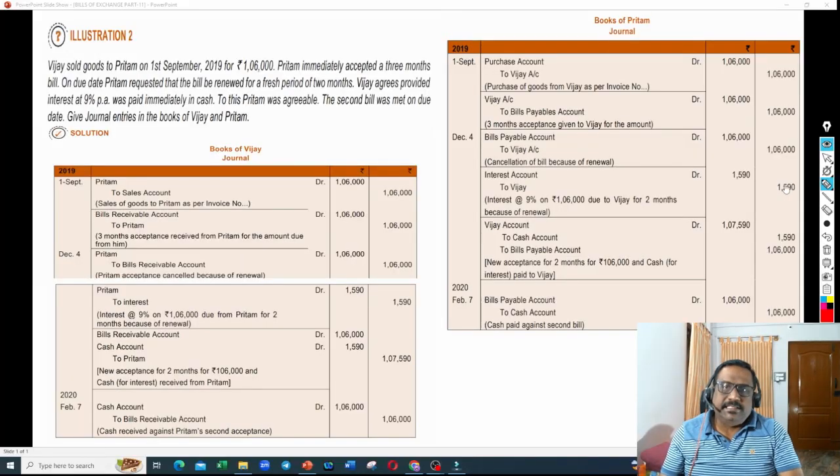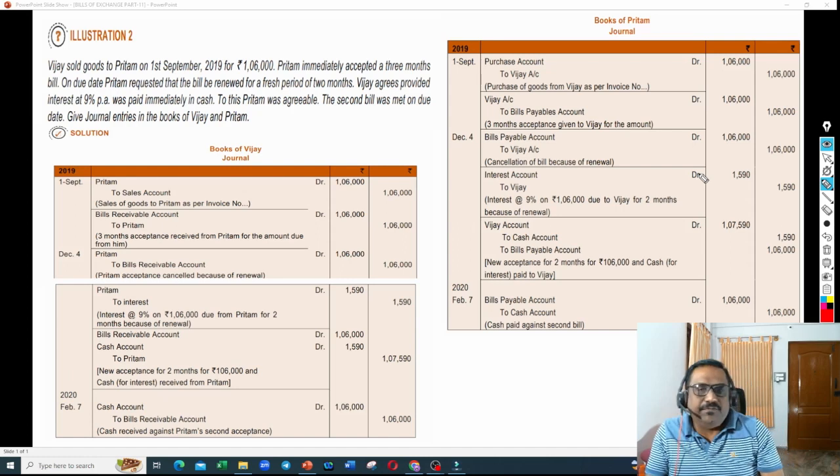Okay guys, let us read the problem. Vijay sold goods to Pritham on 1st September 2019 for 1,06,000. Pritham immediately accepted a 3 months bill. On due date, Pritham requested that the bill be renewed for a fresh period of 2 months. Vijay agrees, provided interest at 9% per annum was paid immediately in cash. To this, Pritham was agreeable. The second bill was met on due date. Give journal entries in the books of Vijay and Pritham. Very simple and easiest problem.